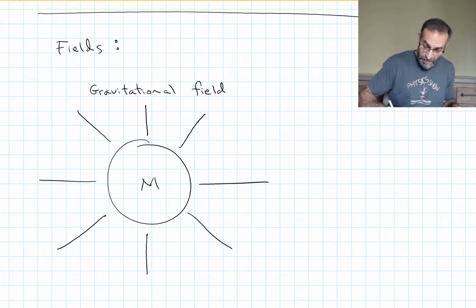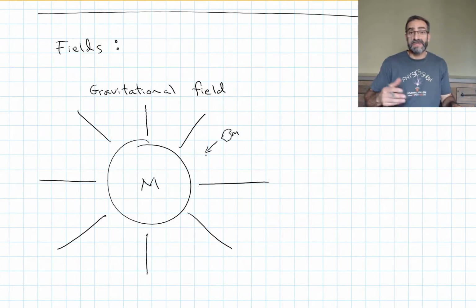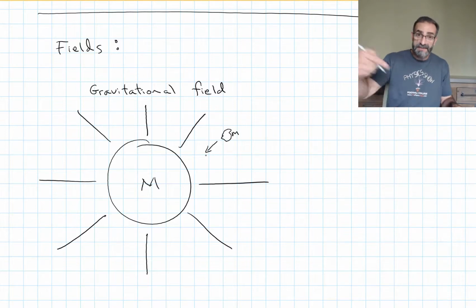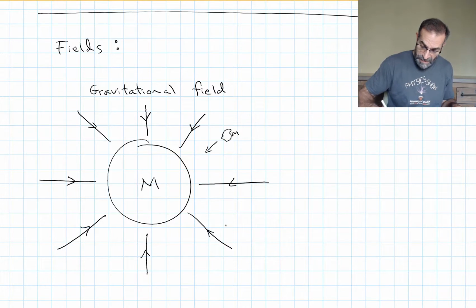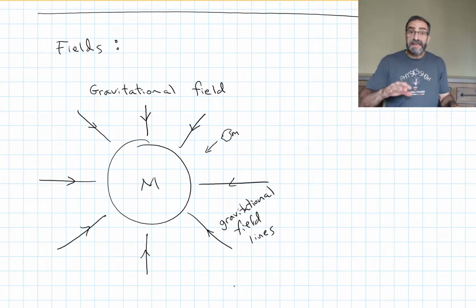So if we put a mass out here at this location, it would go in that direction. The gravitational force is an attractive force. So the gravitational field points in toward this object. I'll put arrows on all of these gravitational field lines, and I'll label them.